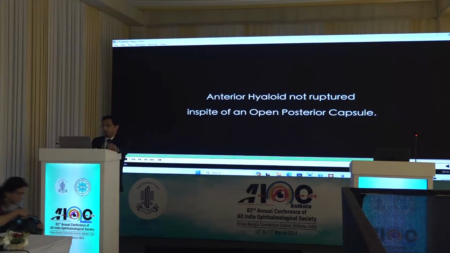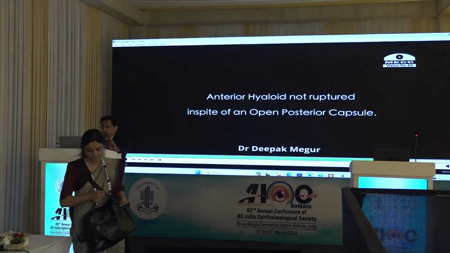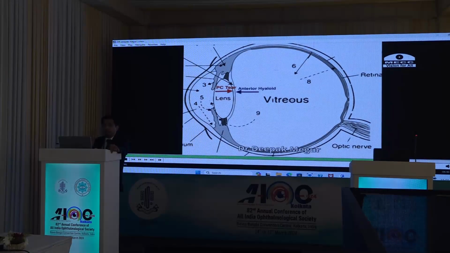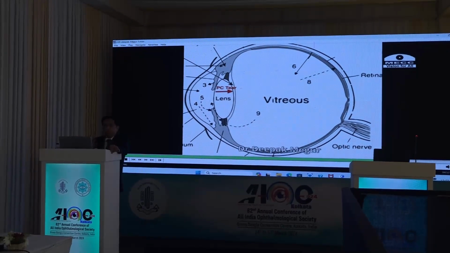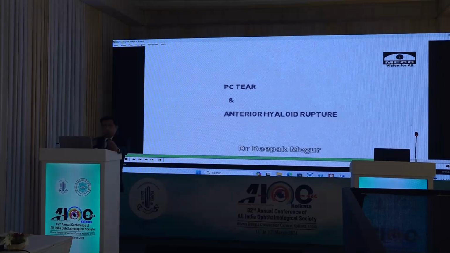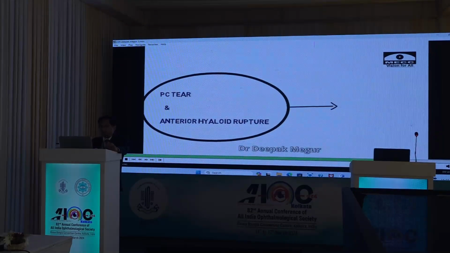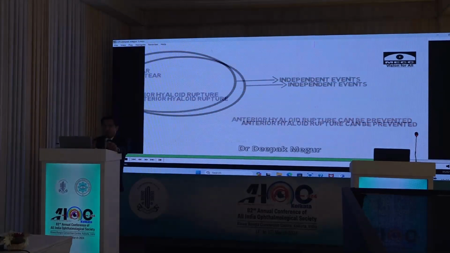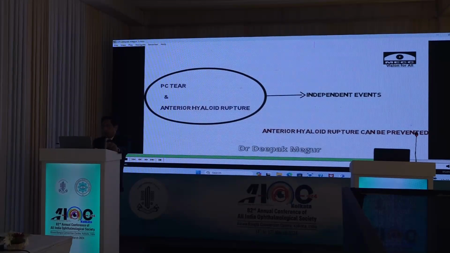So anterior need not be ruptured whenever there is a posterior capsular tear, okay? It can be intact. These are two independent entities. Anterior appears like an invisible membrane. We see it only when it ruptures. It appears like a round hole as you saw there. So remember here, both are independent entities, and in a substantial number of cases, if you are very alert, you can prevent the anterior rupture.